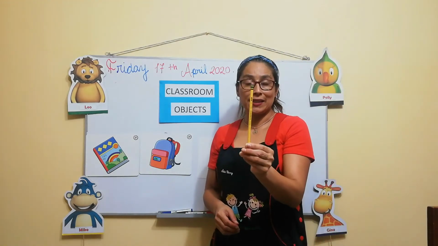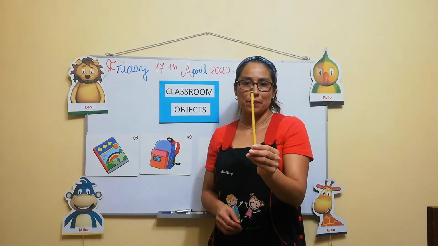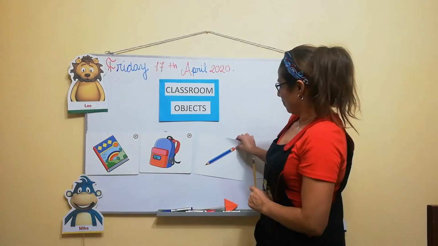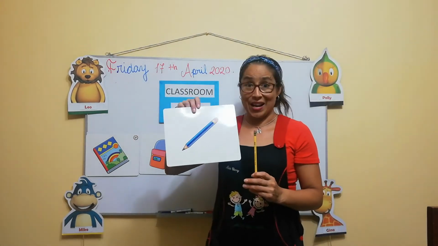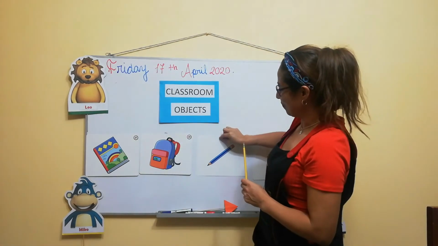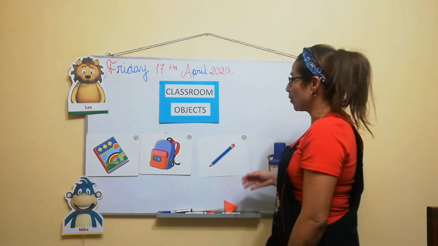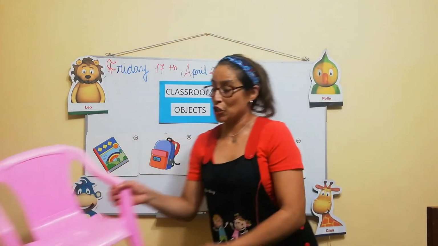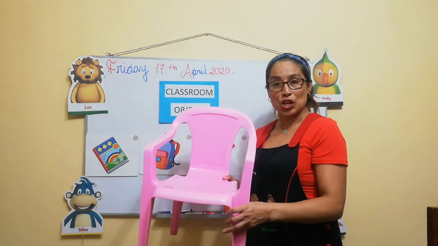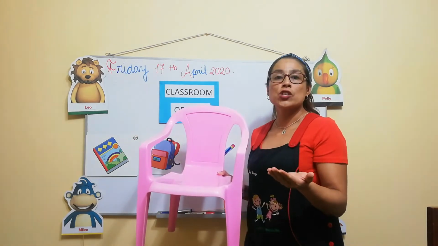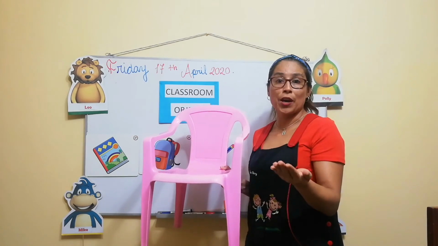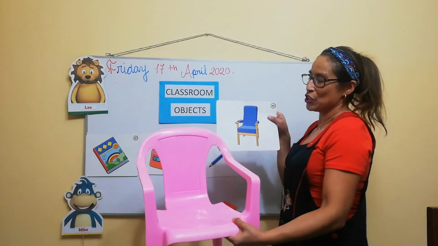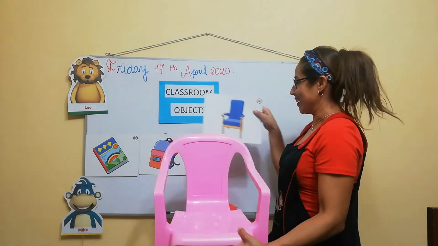it's a pencil. Pencil. Repeat. Pencil. Yes. Pencil. All right? Yes. Okay. Now, another classroom object. It's a chair. Yes, it's a chair. Repeat. Chair. Chair. Yes, very good. It's a chair. All right, it's a chair.